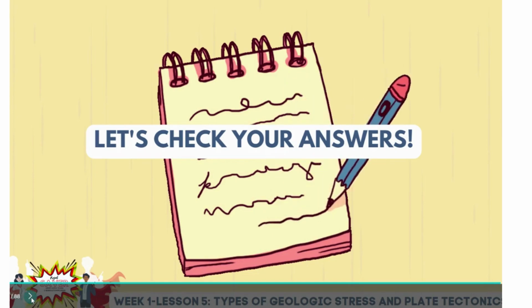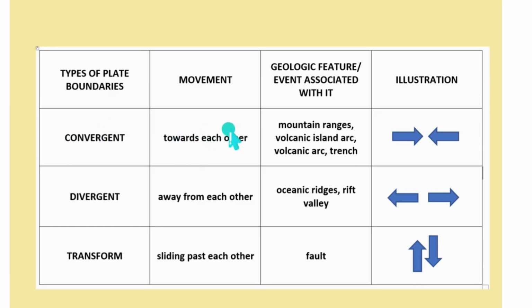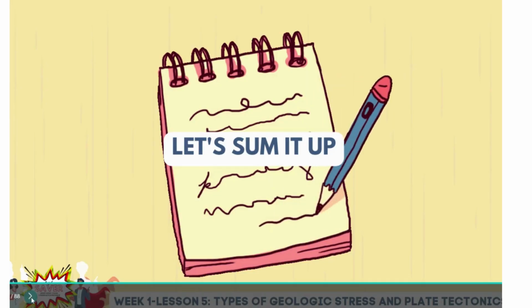Let's check your answers. So convergent, towards each other. The geologic features or events are mountain ranges, volcanic island arc, and trench. And this is the illustration. For divergent, the movement is away from each other. The geologic features formed are oceanic ridges and rift valley, and the illustration is this one. For transform plate boundary, the movement is sliding past each other, and the geologic feature is fault, and the illustration is this one. So I hope you got all of these correctly.